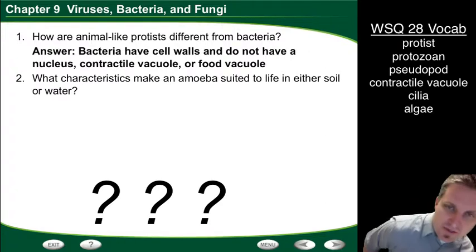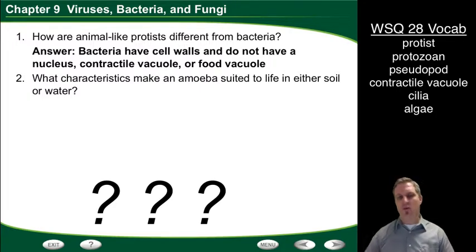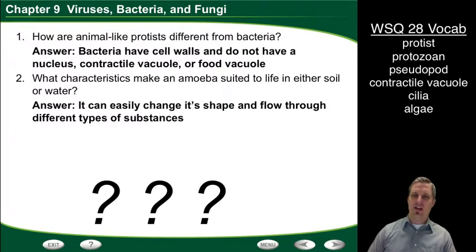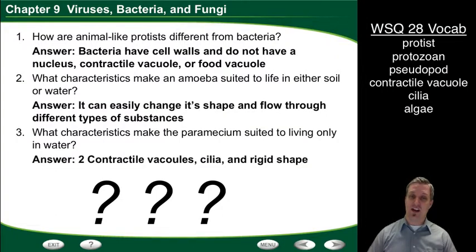And what characteristics make an amoeba suited to life in either soil or water? Well, one of the best things about them is they can change their shape because they're so flexible. They can change their shape and flow through different types of substances, which makes them very agile. And what characteristics make the paramecium suited to living only in water? Well, of course, we know that's the contractile vacuoles and the cilia. Plus they have a rigid shape, so they can't move very well between different fluids.